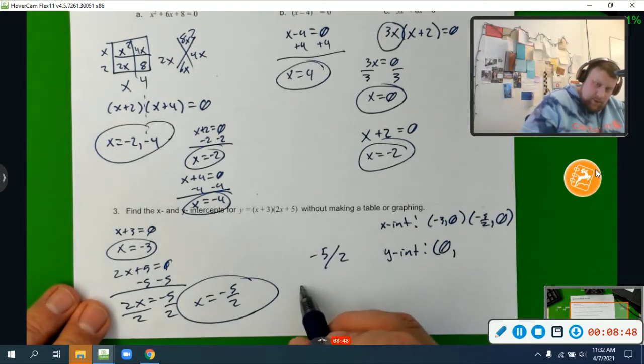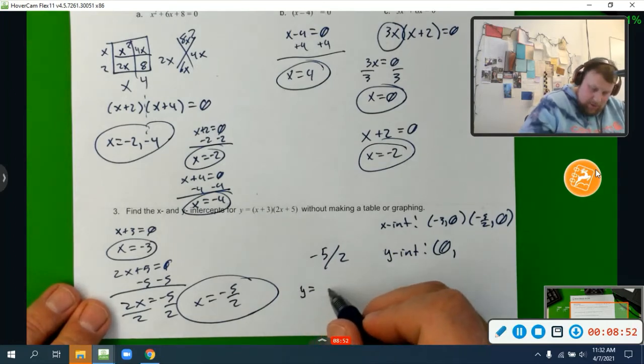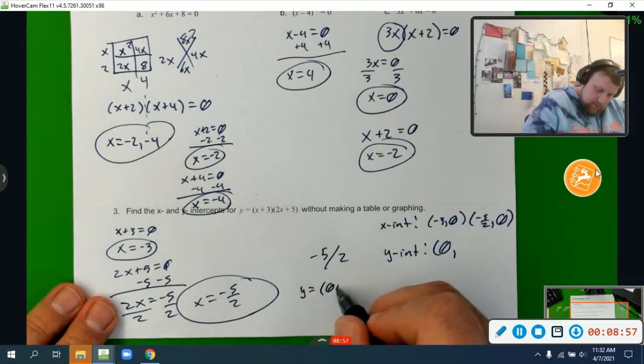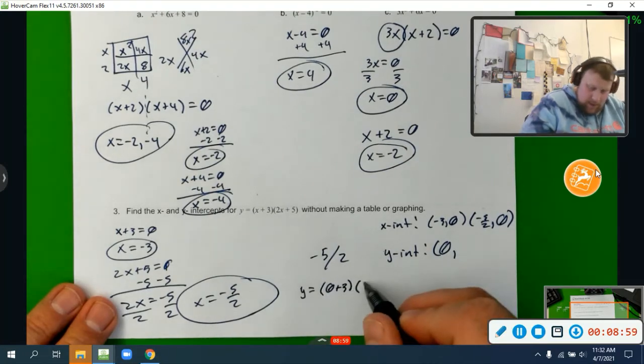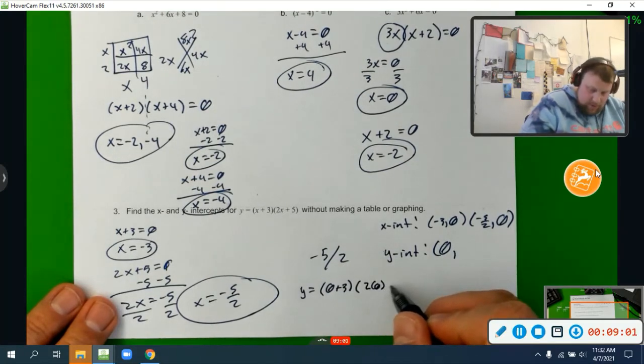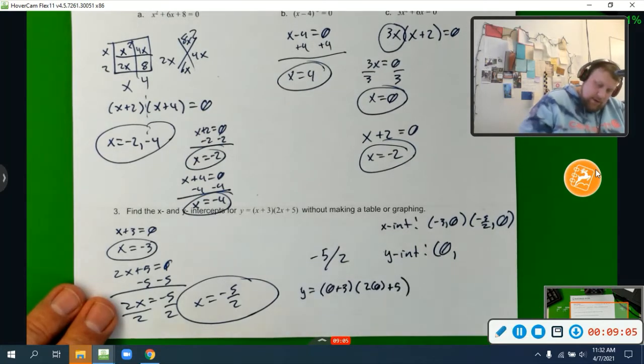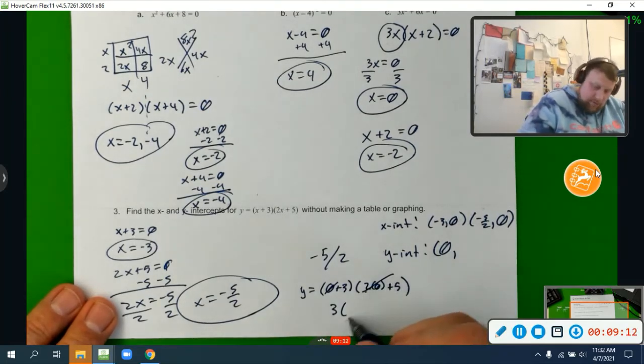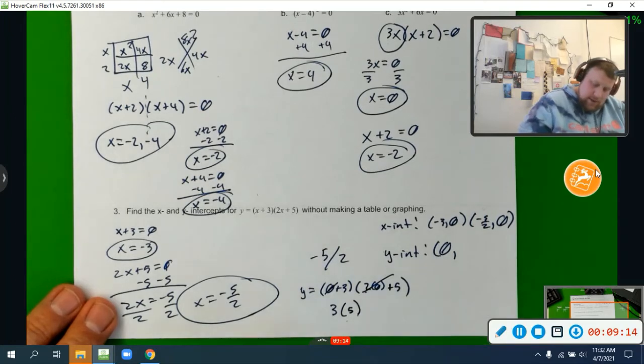Well, watch this. I'm going to write y equals. I'm just going to go back up to here, and I'm going to plug in 0 for x. So I'm going to have y equals 0 plus 3 in the first set of parentheses, and 2 times 0 plus 5 in the second set of parentheses. Well, 0 plus 3 is just 3, and 2 times 0 is 0, so I'm just left with 5 in the second set of parentheses. Let's multiply them together. 3 times 5 is 15.